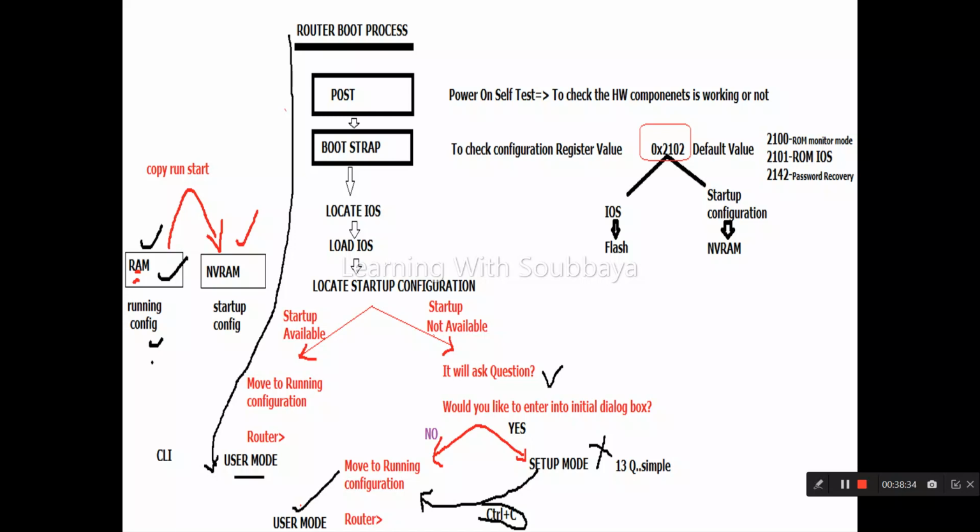Next thing, it locates the startup configuration, available or not. There are two options here: available or not available. If it is available, it directly enters into running configuration.